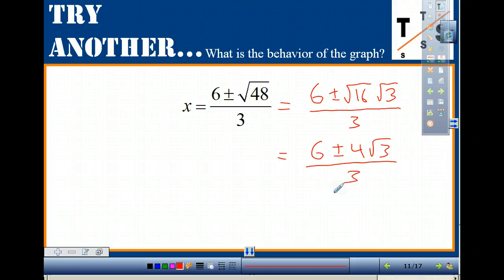Does this reduce any more? Did you divide the 2 or the 3 into the 6? Well, 3 goes into 6, but the 3 does not go into 4. Oh, no, that's my fault. I thought it was 2.